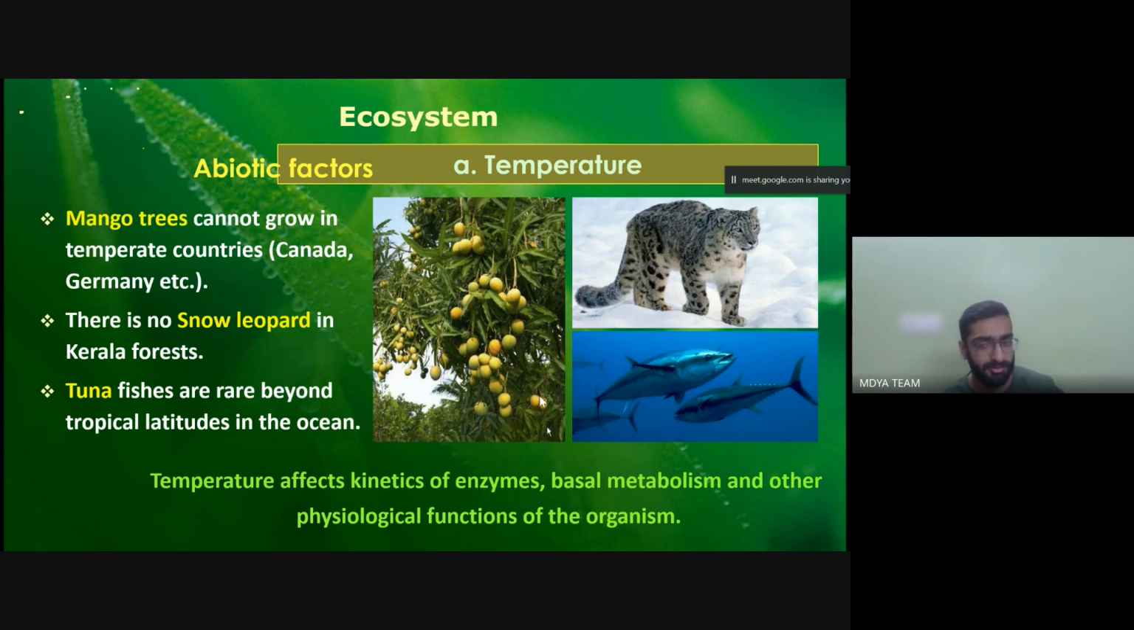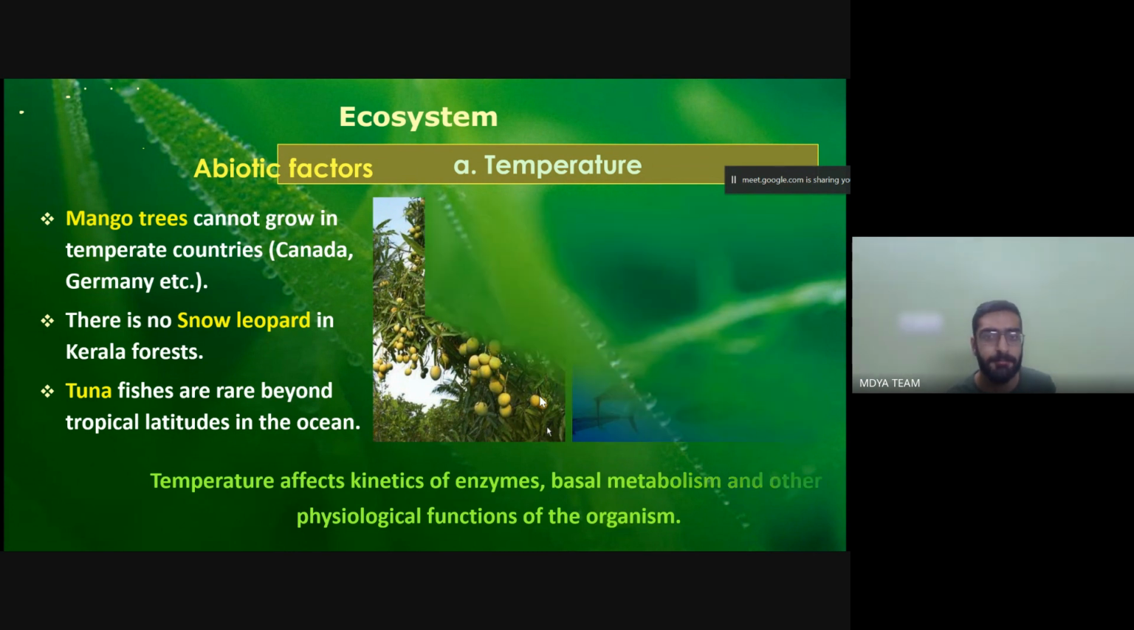The physiological functions in basal metabolism consist of the functioning of the internal systems of the body. Okay, the structure of the body is called the anatomy, and how the internal organs and systems of the body work inside the body is called the physiological functions. Okay, so temperature directly affects these functions as well. All right.